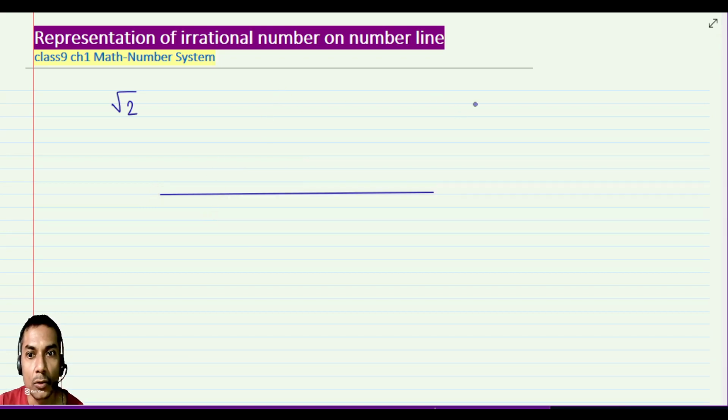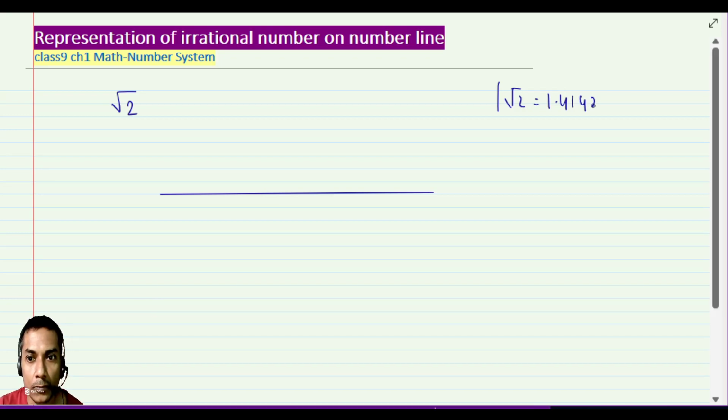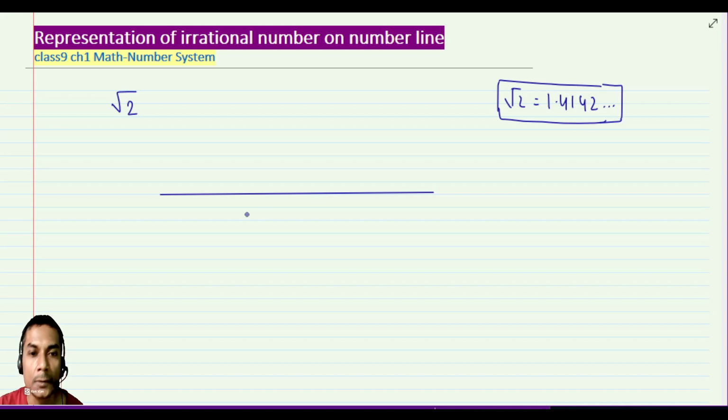So we know that root 2 is how much? Root 2 is 1.41421 and continues. Okay, clear. So it lies in between 1 and 2. Actually there is no need to find out the actual value, but for your clear understanding, because we already know that root 2 is equal to 1.414.